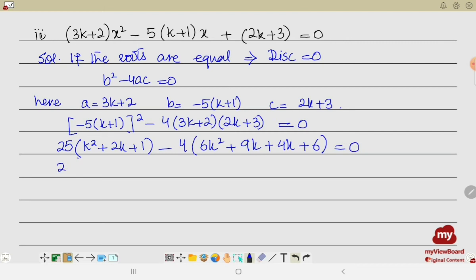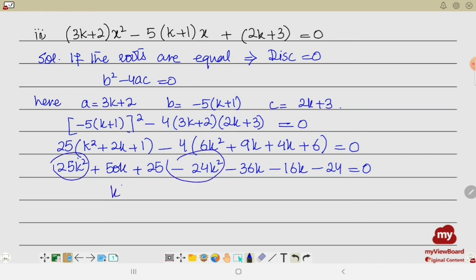Let's open up the brackets. It becomes 25k square plus 50k plus 25 minus 6 times 4 is 24k square, minus 9 times 4 is 36k, minus 4 times 4 is 16k, and minus 6 times 4 is 24 equals to 0. Now we are supposed to solve it further. Let's add and subtract the like terms. 25k square minus 24k square becomes just k square. Here we have 50k, 36 and minus 16. So when you solve it, you are left with minus 2k. And then 25 and 24, we are left with just plus 1 equals to 0.